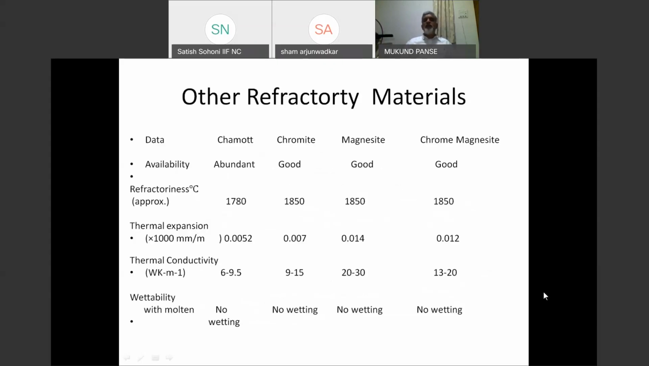This is the comparative data of refractory materials used for painting application: chamotte, chromite, magnesite, chrome magnesite. Availability, refractoriness. You will find that mostly magnesite and zircon only are used.